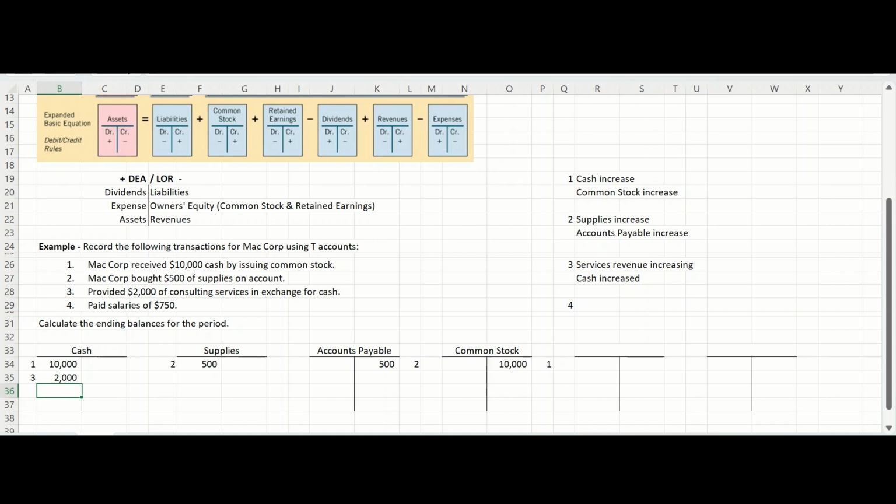The other account being increased is the services revenue account. We're going to show it separately from retained earnings. And services revenue is a revenue account, and based on our dealer mnemonic, revenues are increased with credits. So we'll have a credit of $2,000. Number 3 to show that it's related to the third transaction.